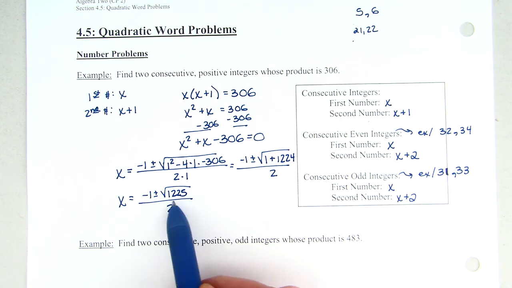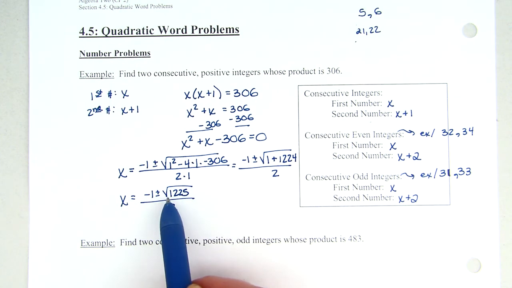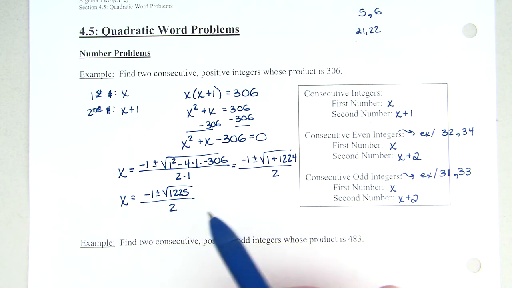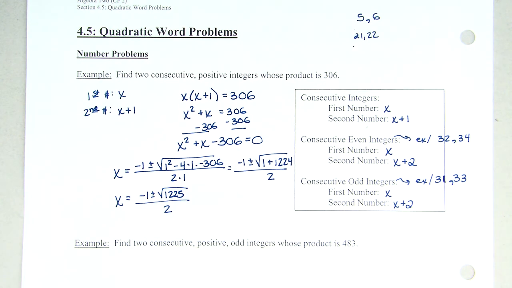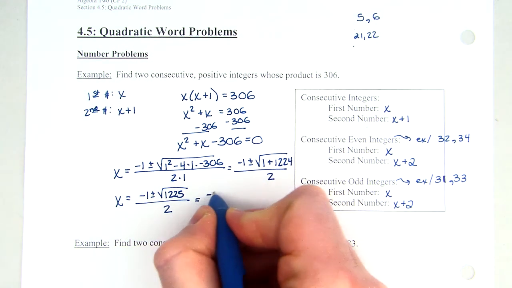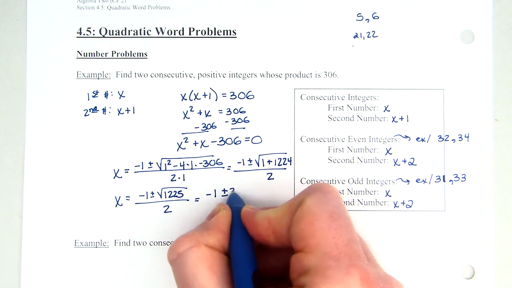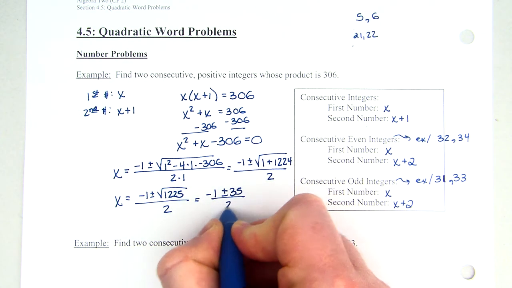Before we try simplifying this root, let's see if it already is a perfect square. Let's see if we can just take the square root of that number. And actually, go to the calculator. What is the square root of 1,225? I think that should give you 35. Negative 1 plus or minus 35 over 2.